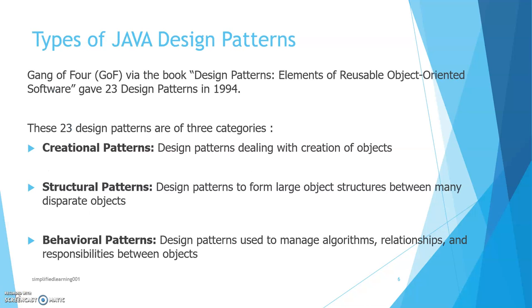Types of Java design patterns. The famous Gang of Four gave us the 23 design patterns in 1994 via their book Design Patterns: Elements of Reusable Object-Oriented Software. These 23 design patterns are of three categories. The creational design patterns, which deal with object creation. Structural design patterns, which help to form large object structures between many disparate objects. And behavioral design patterns, which are used to manage the algorithms, relationships, and responsibilities between objects.